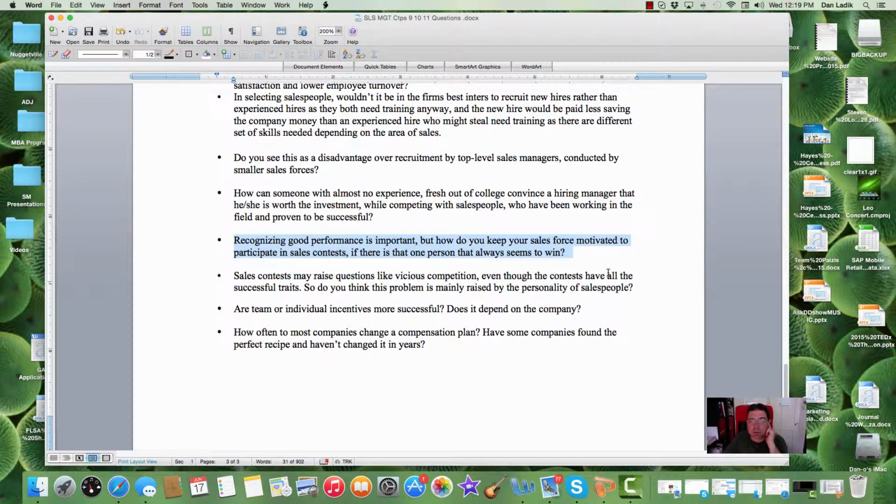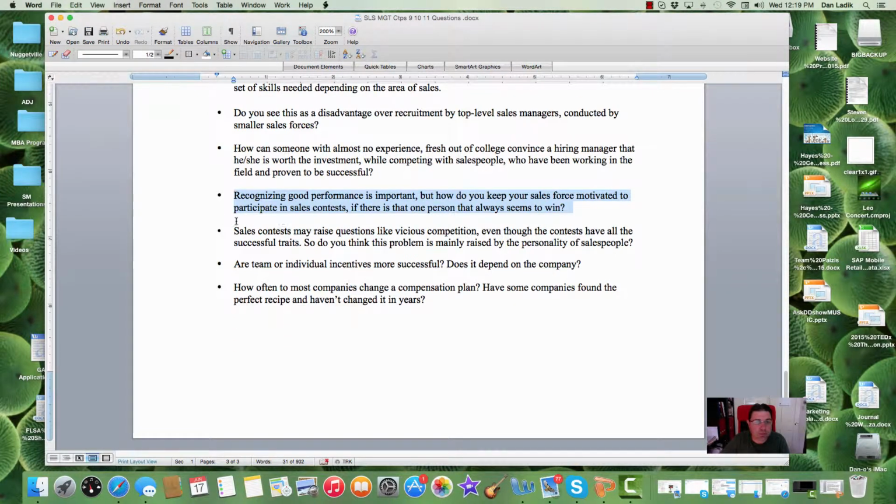Recognizing good performance is important, but how do you keep your sales force motivated to participate in sales contests if it is that one person who always seems to win? Well, you don't. If you have no shot at winning, you probably loaf it, and since it's during a contest period, you may specifically try to loaf a little bit to push potential sales to a quarter after the contest, where they're more meaningful to your bottom line. Again, I'm not a big fan of contests.